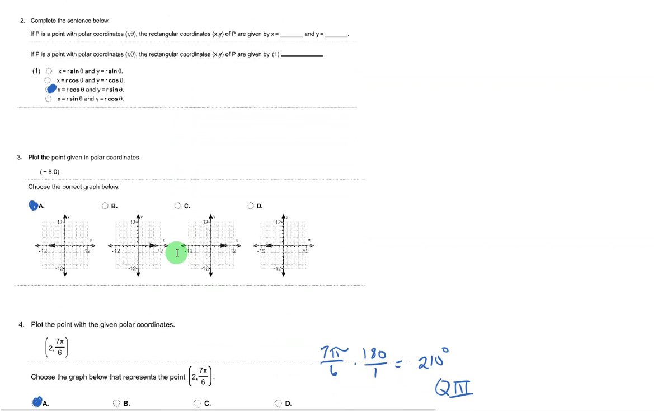All right. Plot the point given in the polar coordinates, -8, 0. So -8, 0 is -8 this way. These are going by 2's. And so there's -8, and we didn't go anywhere on the angles, so that's that one.